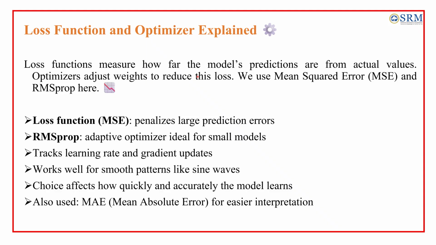The loss function penalizes larger prediction errors, and RMSprop, root mean square propagation, is adaptive and ideal for smaller models. Together they ensure the model steadily learns. The choice affects how quickly and accurately the model learns. We also use MAE, mean absolute error, for easier interpretation. Loss is like your distance to the target, and the optimizer is your GPS telling you how to steer.